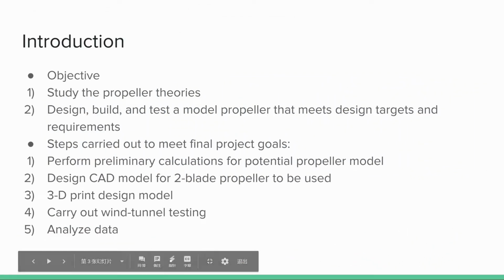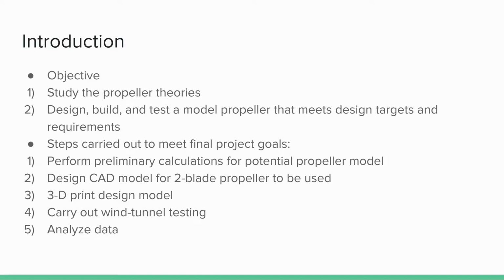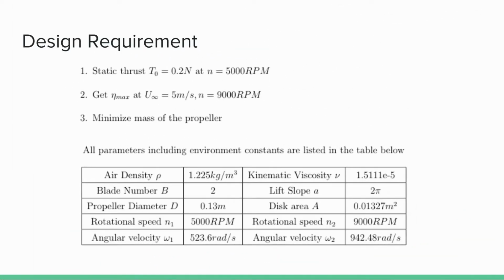The objective of this study is to look into the design theory and build a propeller model according to the requirements. So first we begin with the initial calculation, and we establish a CAD model and manufacture it by the 3D printer. The wind tunnel test is then carried out, and the data and its error is analyzed.